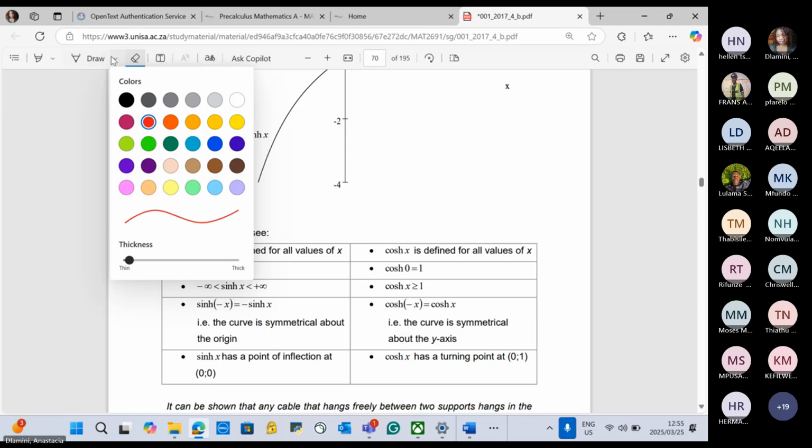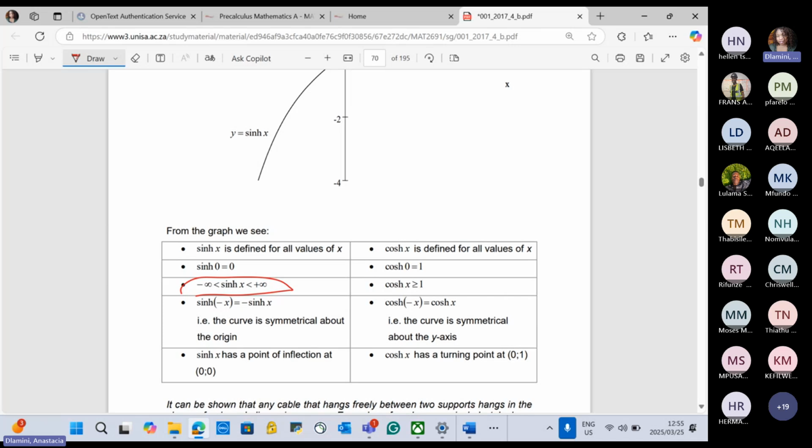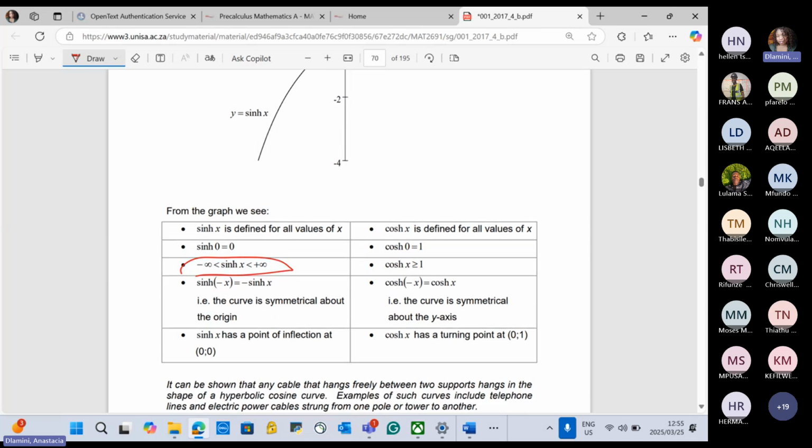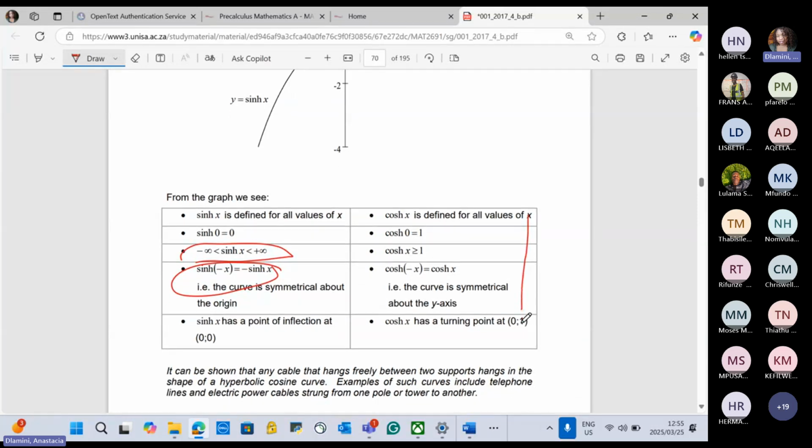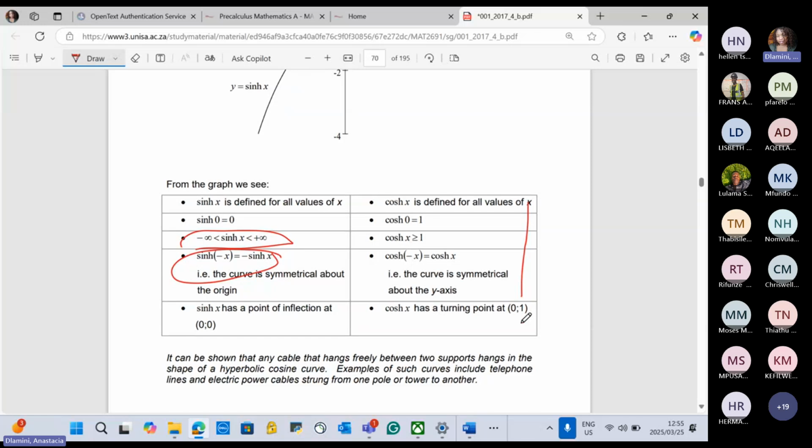Draw, man, draw. They said read. This part over here is the range of this hyperbolic function. They're telling you that the hyperbolic function of sine is an odd function, meaning that if you put a negative x inside, you'll get negative sinh x. So the curve is symmetric about the origin. Now sinh has a point of inflection at (0, 0). You also have to go and read these properties. This is important for you to understand and learn. If you have any questions, send me an email.